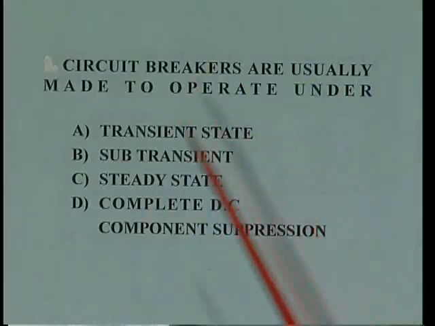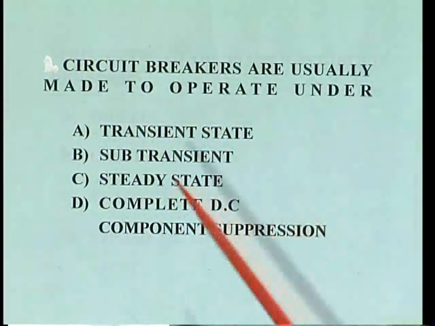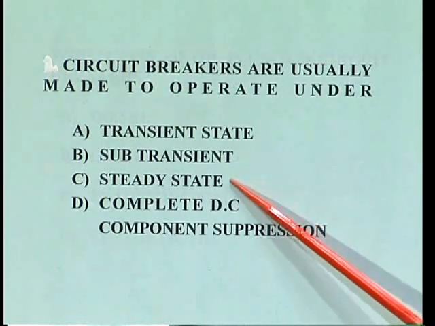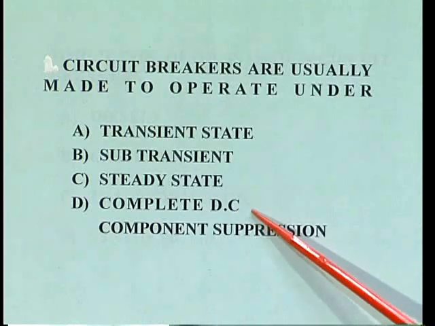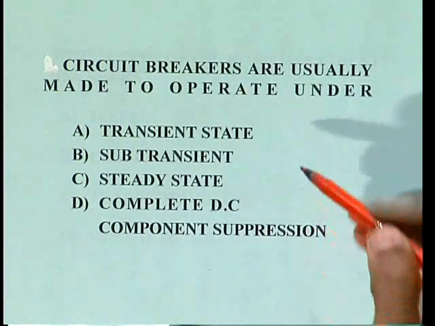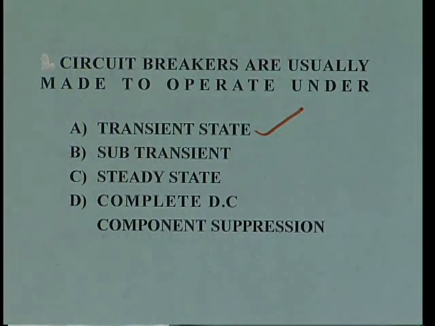Circuit breakers are usually made to operate under A. Transient state, B. Subtransient, C. Steady state, D. Complete DC component suppression. What is the correct answer? The correct answer is A. Transient state. In the transient state, the circuit breaker opens in the transient state only. Now the third question is like this.